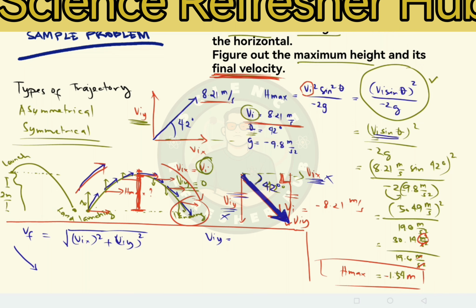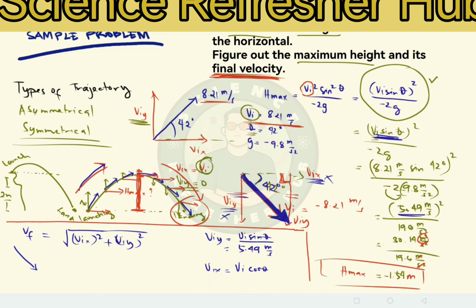Let's go back to our previous calculation. This is VI sine theta. And to get the VIY, all you need to do is initial multiplied by the sine theta. And to get the VIX, we have initial velocity cosine theta. VI sine theta is here. We calculated it, and our value is this 5.49. So we will put it there 5.49 meter per second.